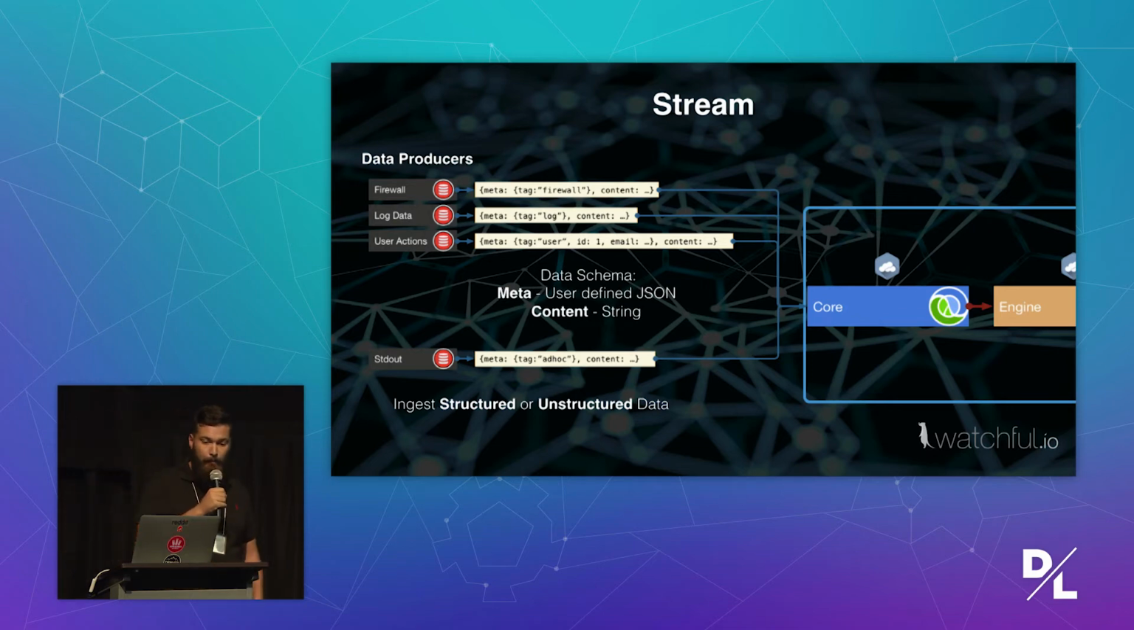And we enforce a very simple data structure or data schema. It's just two columns: meta, which is a user-defined JSON blob, which can be of arbitrary complexity, and then content, which is just the string of the content. We make no assumptions about the upstream data. We can ingest structured or unstructured, and meta is not required. It can be passed in as empty, and you're just simply filtering on the string or the content that you're bringing in.